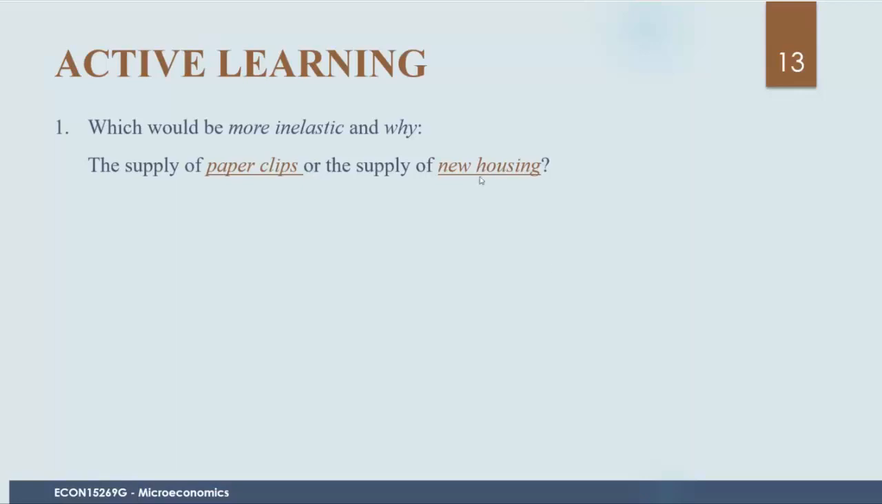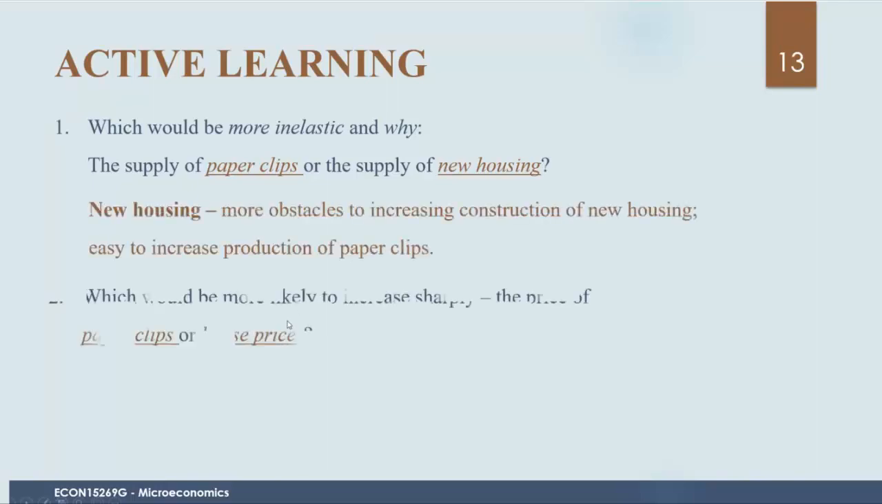You have to get permits. They have to plan. It probably takes a year or more just to get the plans ready before you even put a shovel in the ground to start building them. Whereas a paperclip factory could maybe just buy another machine quickly, or maybe run the factory 24 hours and double their production easily. So there's much more obstacles in terms of new housing.